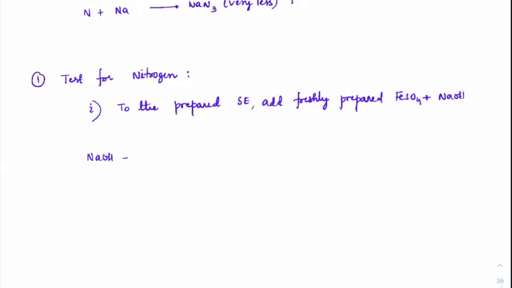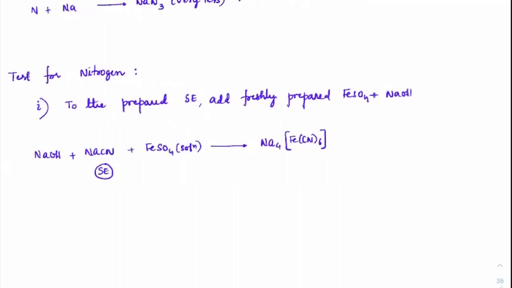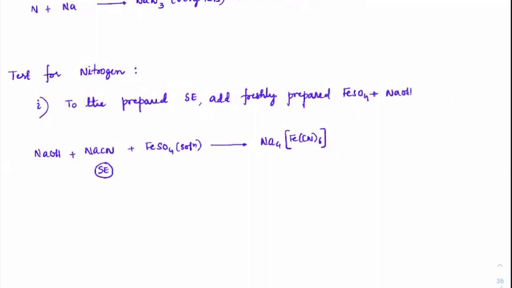NaOH plus the sodium extract. If there is nitrogen present, what do we expect? It must be in the presence of NaCN now. So this sodium extract which has been formed, plus FeSO4 solution, on adding this, it will become a complex, Na4[Fe(CN)6]. We'll get this complex formation, right? So we will wait for some time.